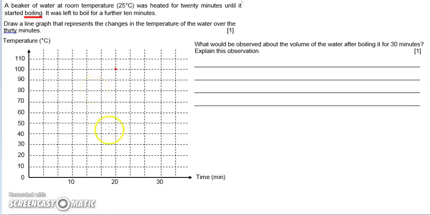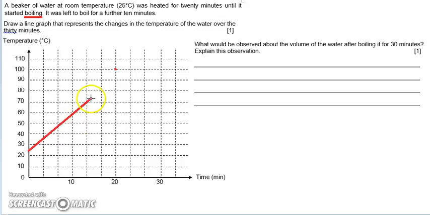Now, after 20 minutes, it started to boil, okay? But at 0 minutes, when the experiment just started, it was at 25 degrees Celsius. What you can do is look for 25, and in this case, we know that 25 is exactly between 20 and 30. So this is 25. It was heated for 20 minutes until it started to boil.